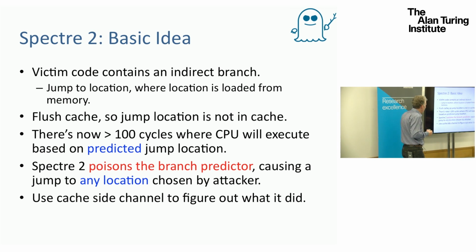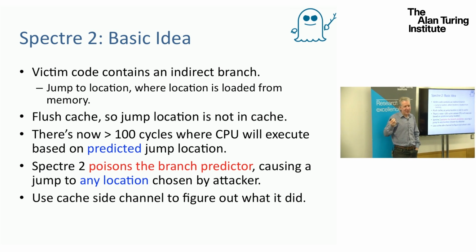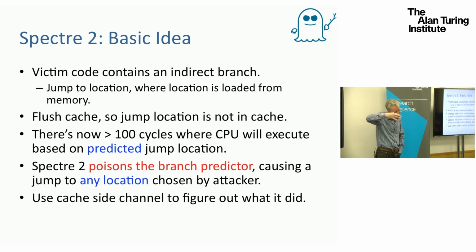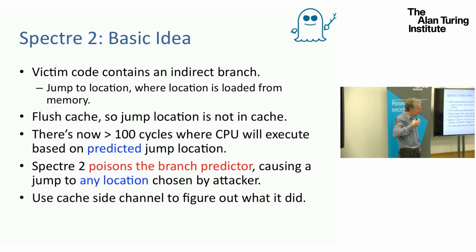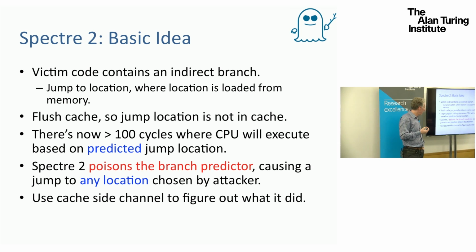So what you do is you figure out where that particular jump is in your victim's code, and you're going to make them jump somewhere else. So you flush the cache, and there's ways to force the cache flush by basically rapidly accessing things, so that the location of the jump, as in where it's going to jump to, is not in the cache anymore. Now, when they get to that instruction, you've got about 100 cycles where the CPU will speculatively execute before it figures out where it really should have been. CPUs will speculatively execute based on these jump targets. And what Spectre 2 lets us do is to poison the branch prediction. So instead of it jumping to where it thinks you're probably going to calculate to jump to, it jumps wherever you want it to.